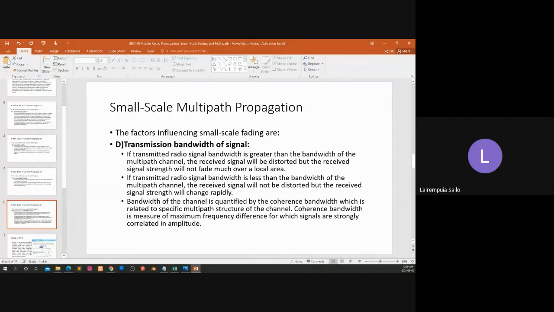Coherence bandwidth is measured as the maximum frequency difference, the highest frequency difference, for which signals are strongly correlated in amplitude. Bandwidth is the capacity of the frequency.